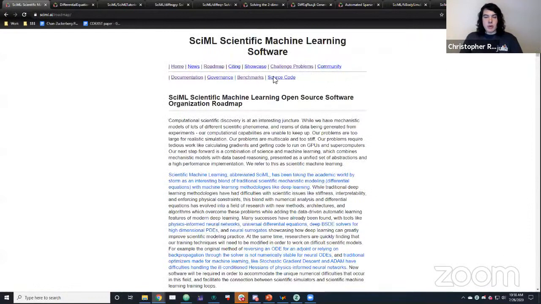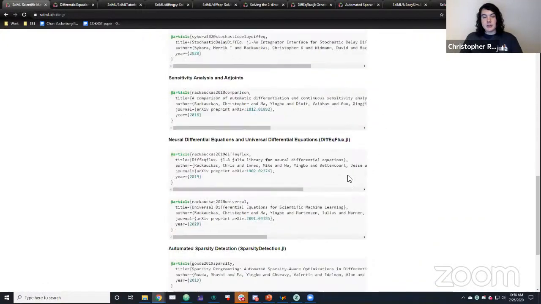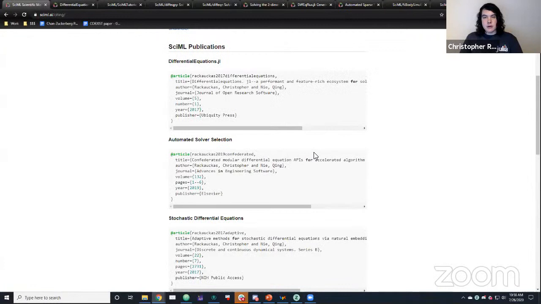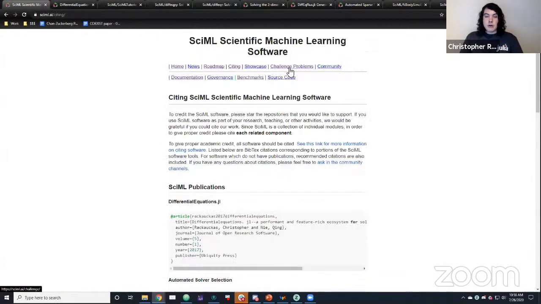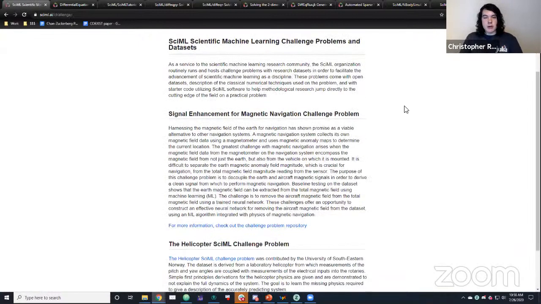If you utilize our work, you should check out our citing page, which describes what you should be citing as you utilize these different components. If you want some data to get started with, right? So if you say, I want to do scientific machine learning, but I don't know what data I should use, well, then you can check out our challenge problems page, which we'll be getting into later.